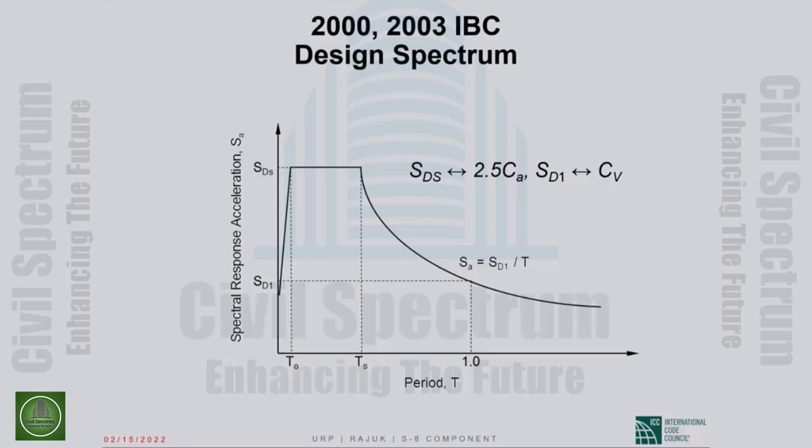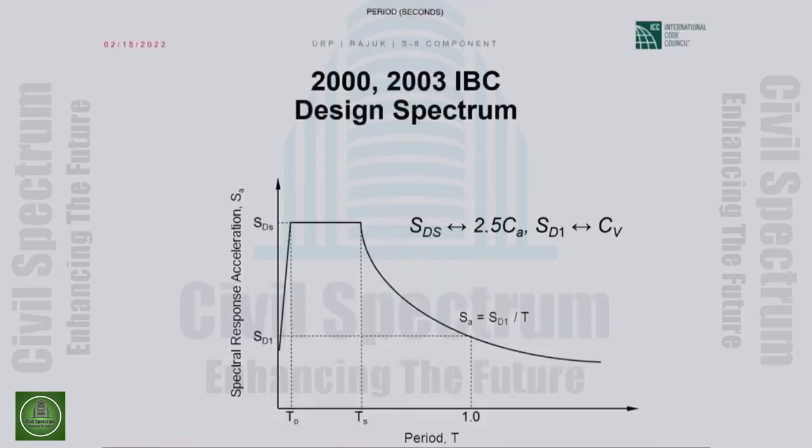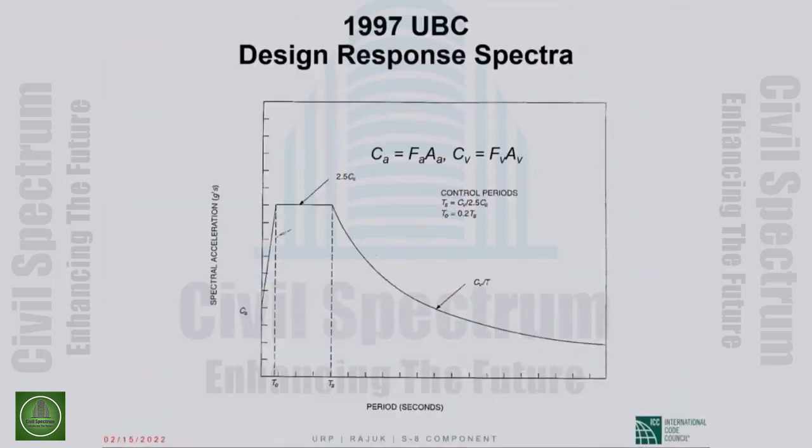Now from UBC to IBC, another huge change took place, and you know about it. I want you to put the two together. The UBC spectrum corresponded to the design earthquake of the UBC, which had a 90% probability of non-exceedance in 50 years. Or this was, roughly speaking, the 500-year return period earthquake. Okay, so this spectrum corresponded to the 500-year return period earthquake.